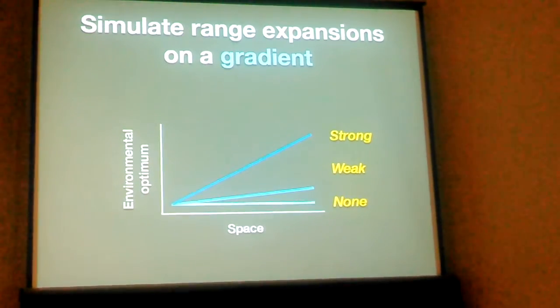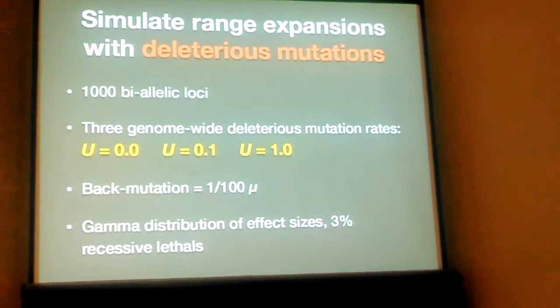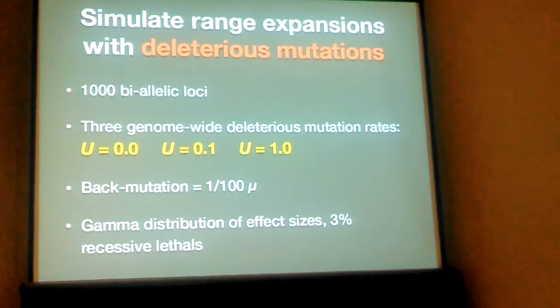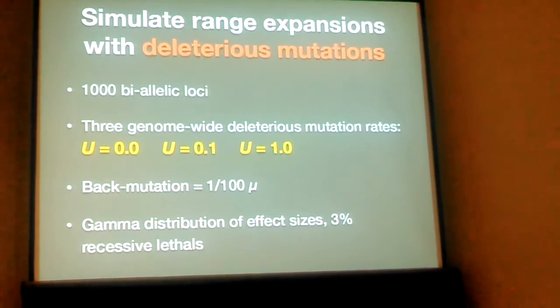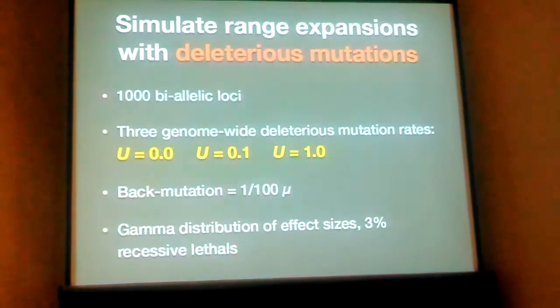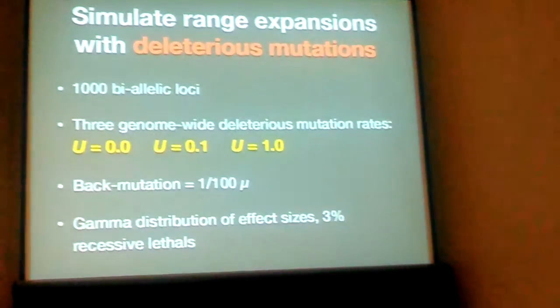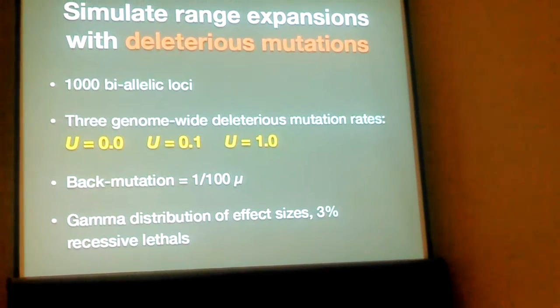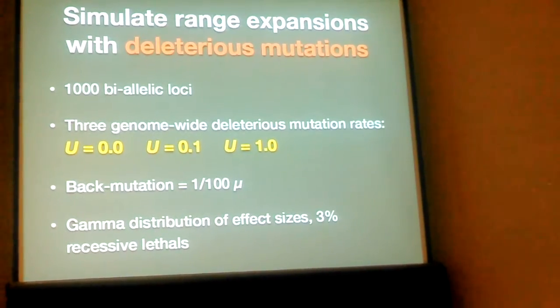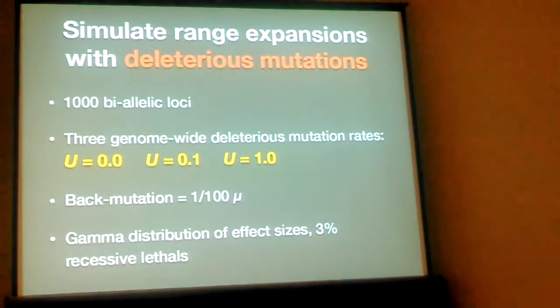Okay, and then for the deleterious alleles, again, there are 1,000 of these. They're biallelic. If you mutate at one of these loci, it's unconditionally deleterious, regardless of where you exist on the landscape. We did three genome-wide deleterious mutation rates: first, just none, then 0.1 and 1. We gave every individual a potential for these mutations, and then we used a gamma distribution of effect sizes for these loci.